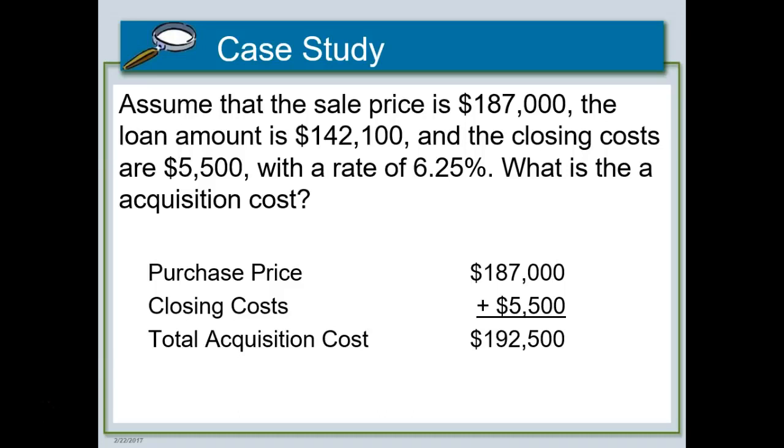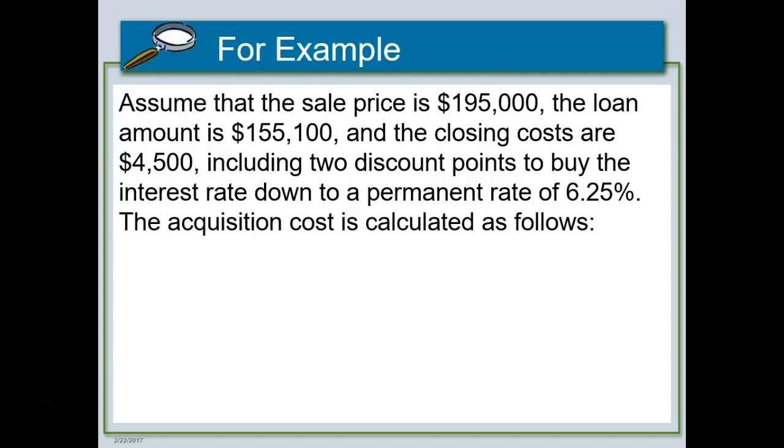Okay, so here's another one on acquisition cost. And remember, I'm not there with you, so you can't ask me any questions. So what would you do if this was the situation? And let me tell you when I'm ready for the answer. Assume the sales price is $195,000. The loan amount is $155,100. The closing costs are $4,500, including 2 discount points to buy down the rate to the permanent rate of 6.25%. What is the acquisition cost?